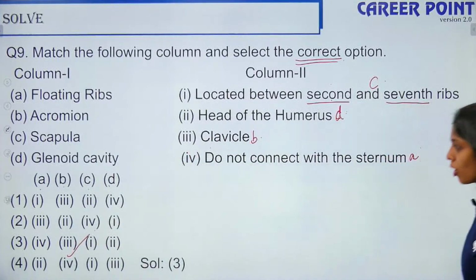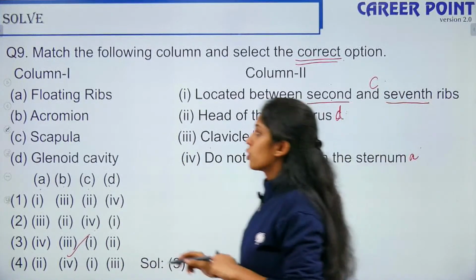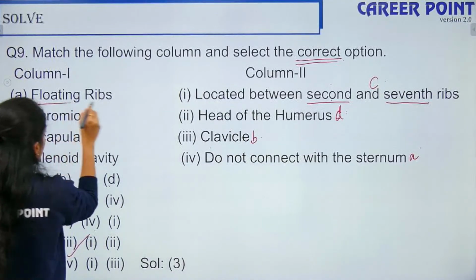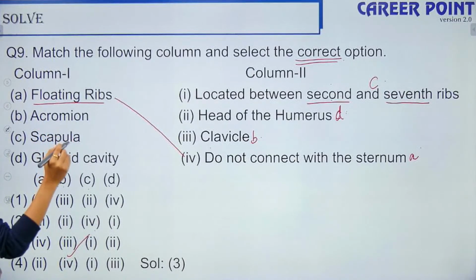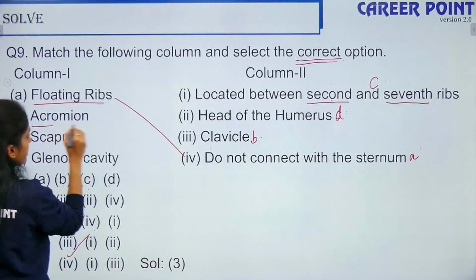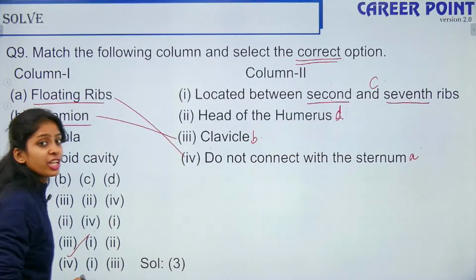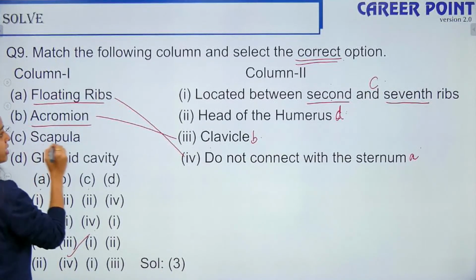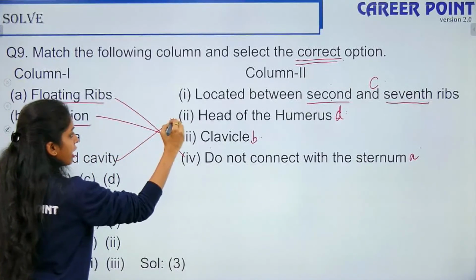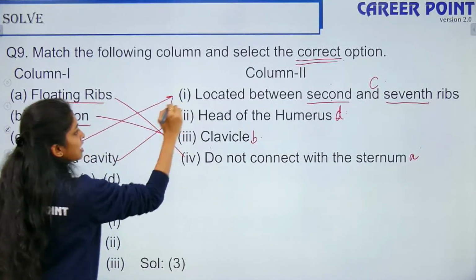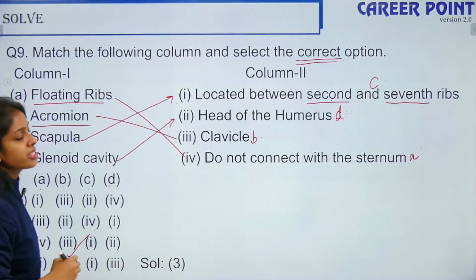Okay, so please go a bit slow if you are confused. So floating ribs are the last 2 pairs which do not connect with sternum. So acromion is your clavicle. So this comes in your locomotion, okay. Then scapula, so glenoid cavity is the head of humerus. So scapula is located between your 2nd and your 7th rib.